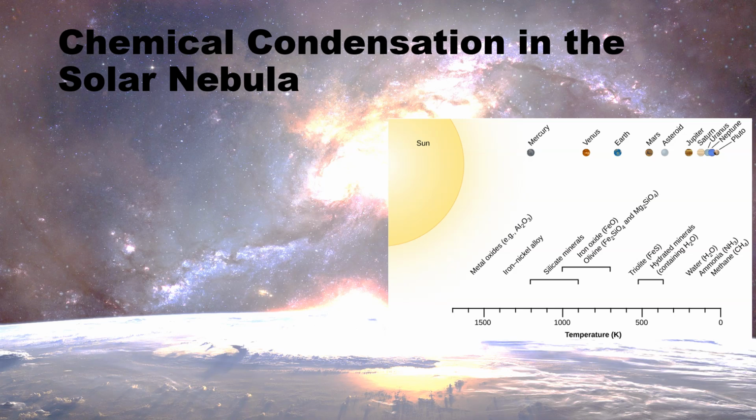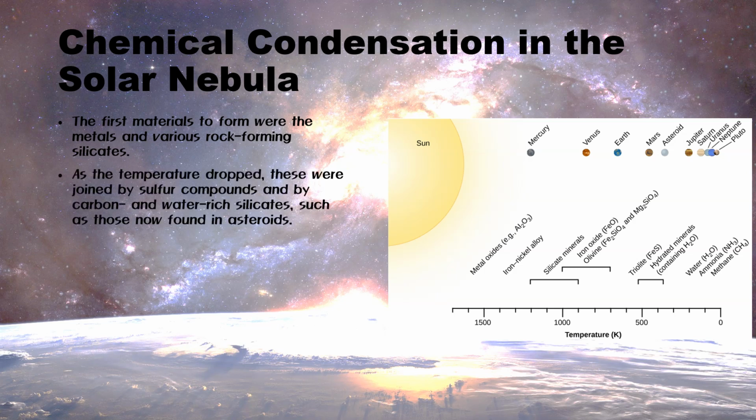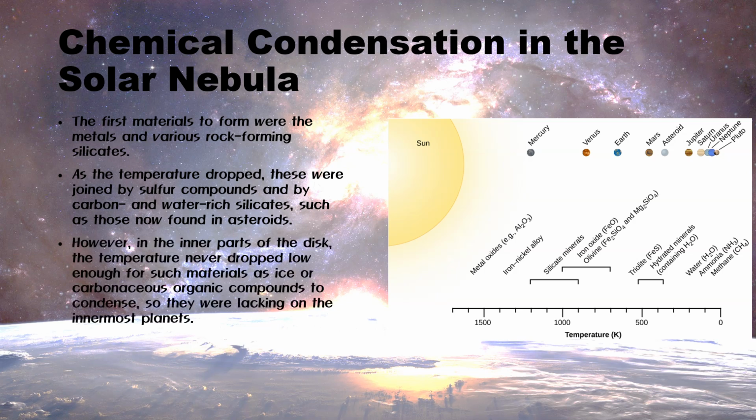So if we look at the chemical condensation in a solar nebula, the first materials to form were metals and various rock-forming silicates. As the temperature dropped, these were joined by sulfur compounds, and carbon and water-rich silicates, such as those found in asteroids. However, in the inner parts of the disk, the temperature never dropped low enough for materials such as ice or carbonaceous organic compounds to condense, so they're lacking in the innermost planets, which is why we don't see some of those same icy structures that we do see in some of our trans-Neptunian objects.